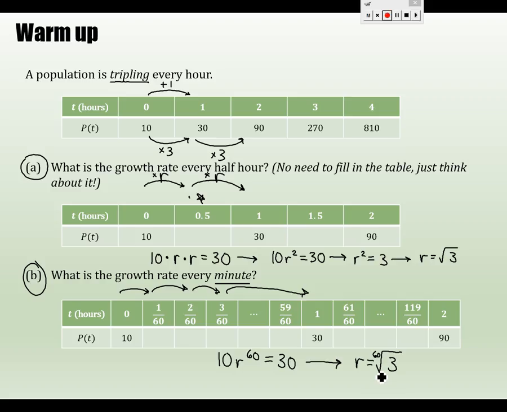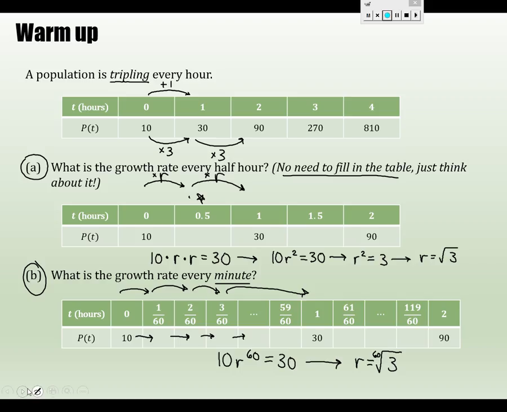So like I said, there's no need to fill in these tables, but if you'd like to, then you would just multiply this number by the 60th root of 3, and then do it again and again to get to the next cell. And after having done that 60 times, you would in fact be at 30. That would be multiplying by the 60th root of 3. If you do that 60 times in a row, you will have just multiplied by 3. That's all it will be.